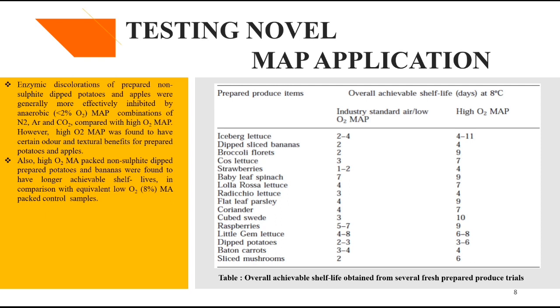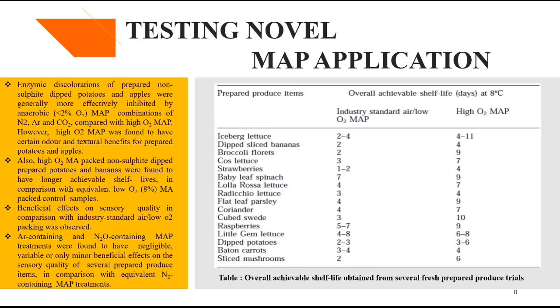But in the case of non-sulfite dipped prepared potatoes and banana packed in high oxygen MAP, these were found to have longer achievable shelf lives in comparison with equivalent low oxygen packed samples. It was also observed that there were beneficial effects on sensory quality of produce packed in high oxygen MAP in comparison with industry standard low oxygen packed samples. Argon and nitrogen containing MAP treatments were found to have negligible or only minor beneficial effects on sensory quality in comparison with equivalent nitrogen containing MAP treatments.